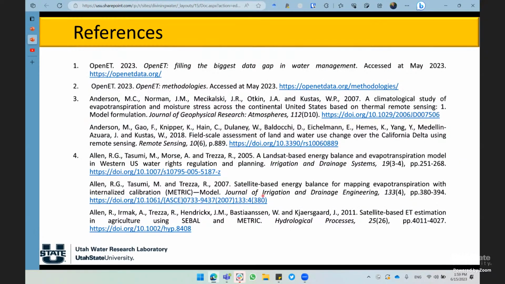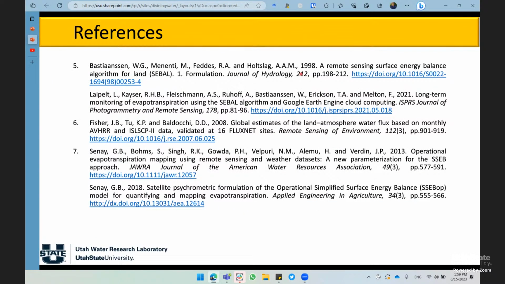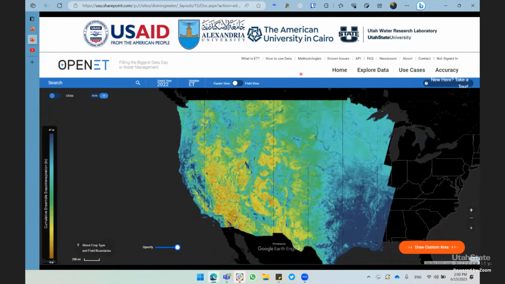Here are some references if you want to go further in this OpenET platform. Specifically the papers that talk in more detail about each model. And this is a way that they show the raster data in OpenET. So little by little, they are trying to cover the whole USA. They started in the West because it's the most arid area in the country. But little by little, they are trying to gather all the country.